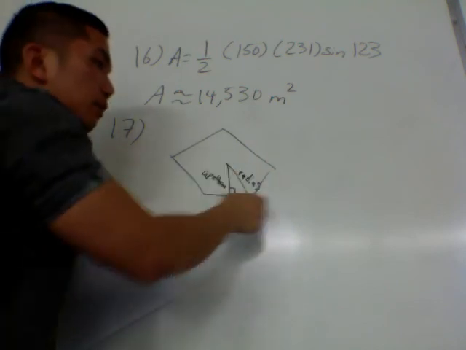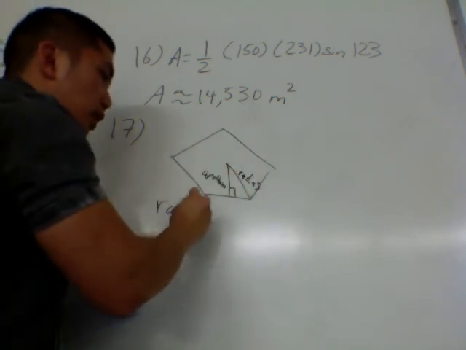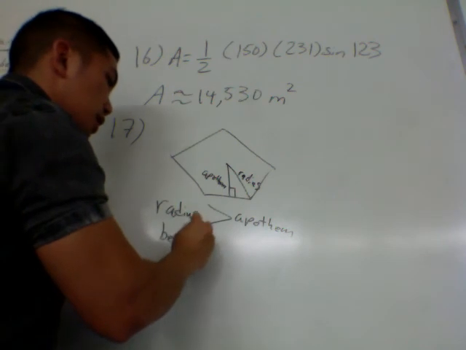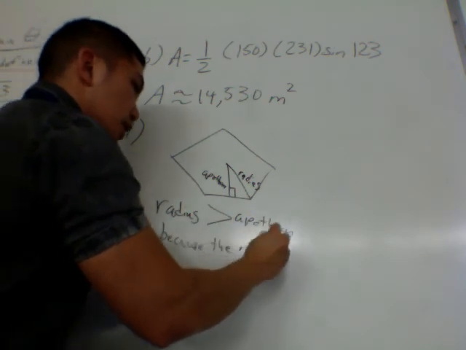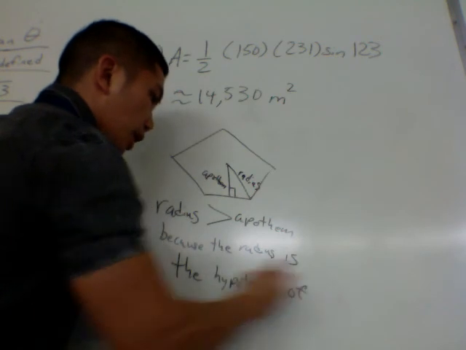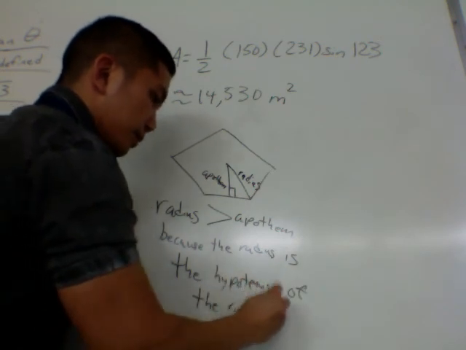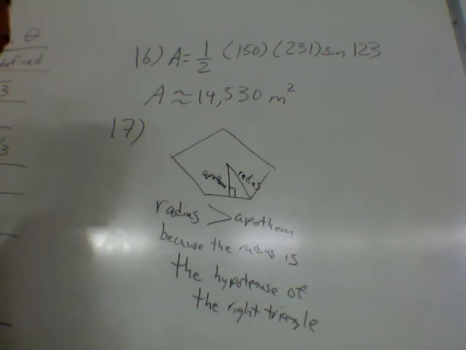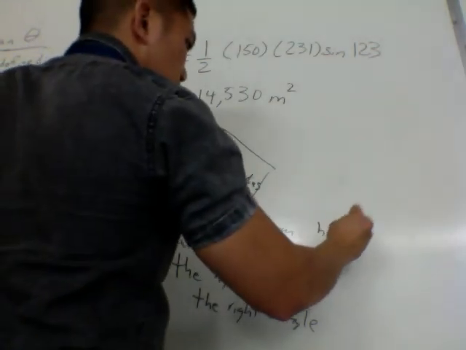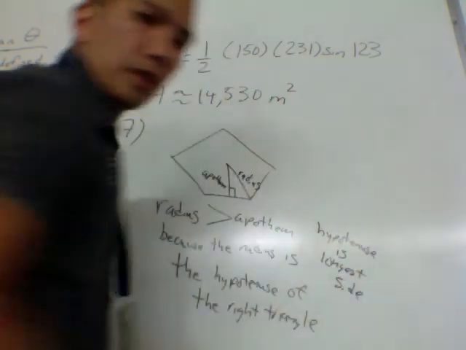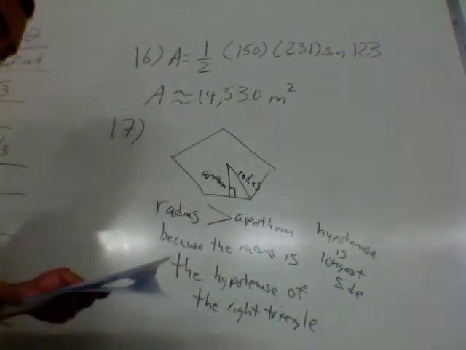Yes, the radius is going to be greater all the time. The radius will always be bigger than the apothem because the radius is the hypotenuse of the right triangle. Okay? And remember, in a right triangle, the hypotenuse is always the longest side. So I'm going to put here hypotenuse is longest side. Okay? So that's your explanation for number 17.